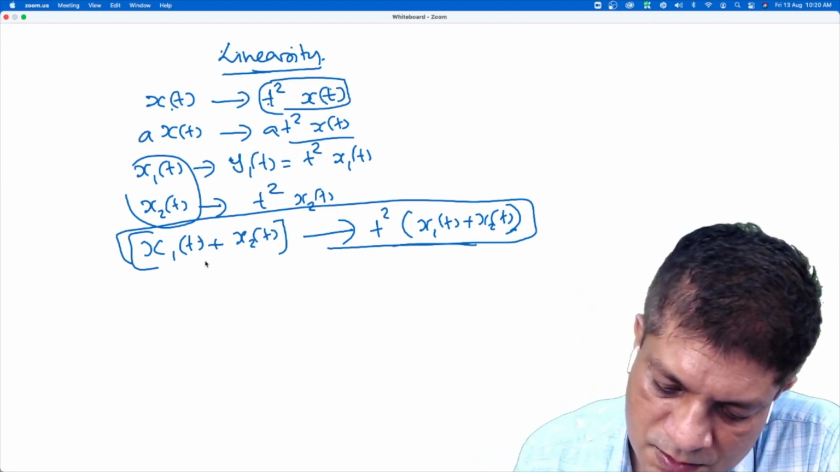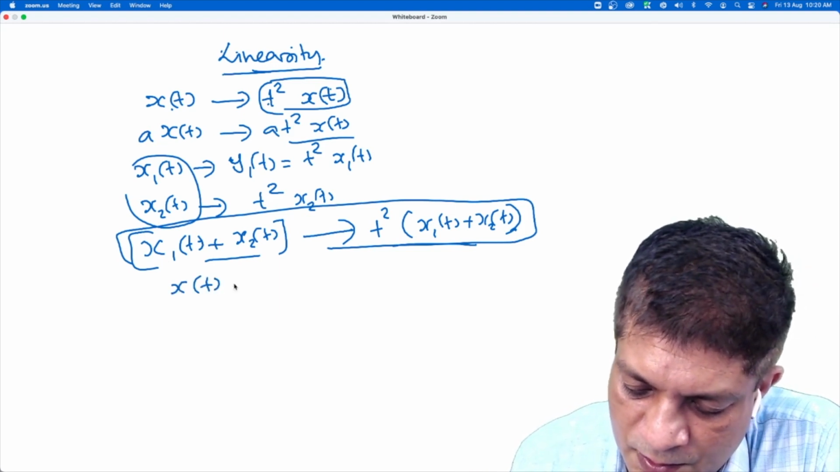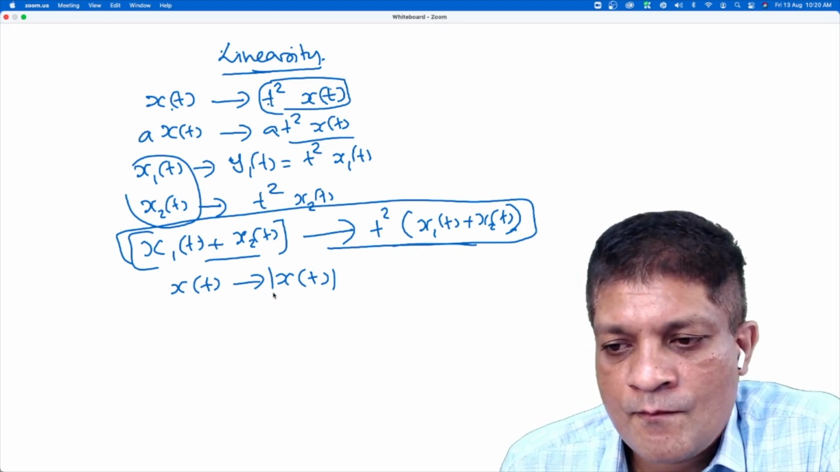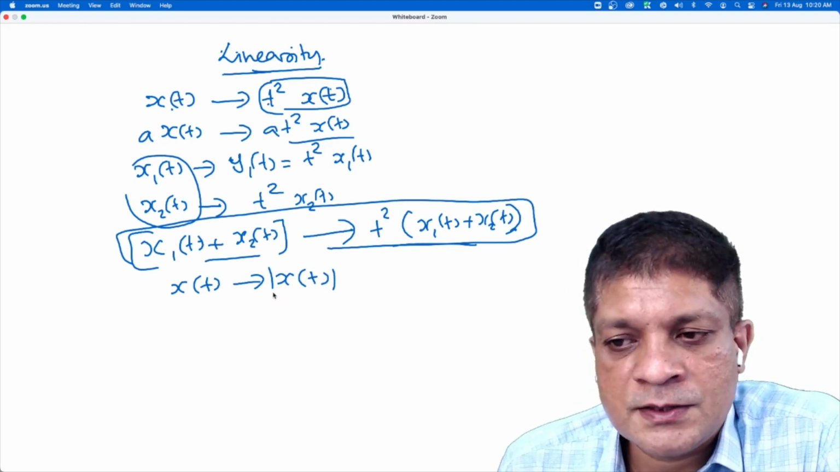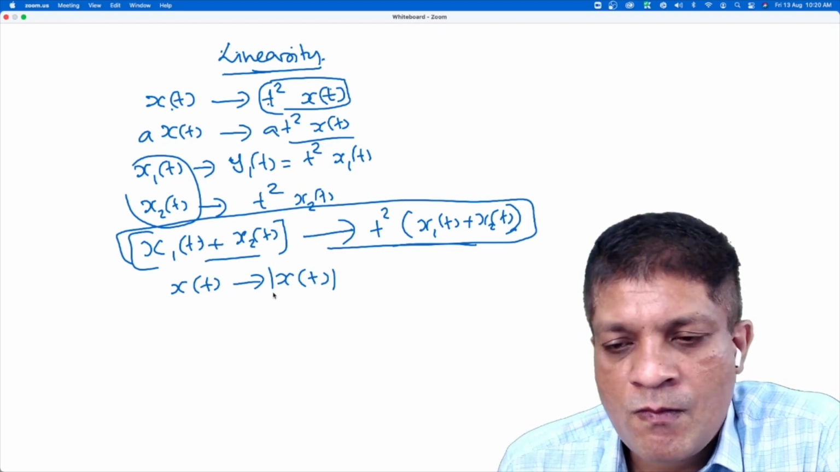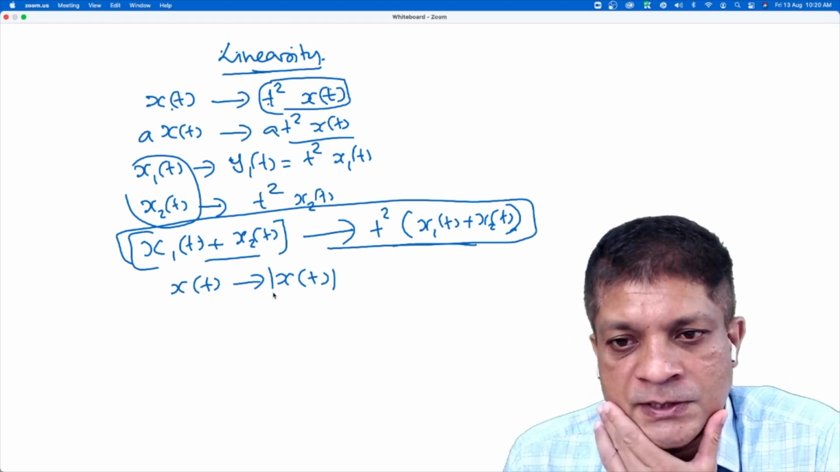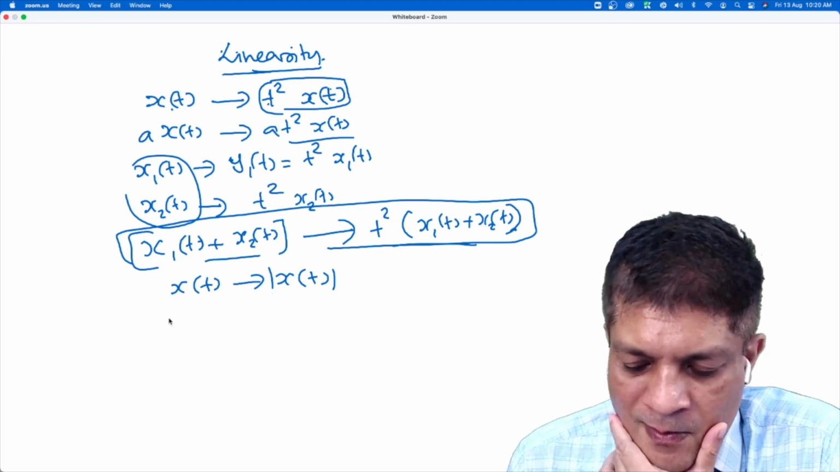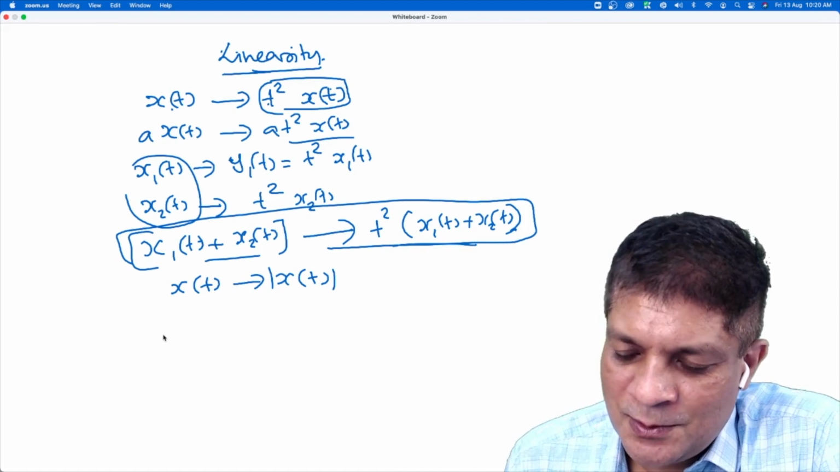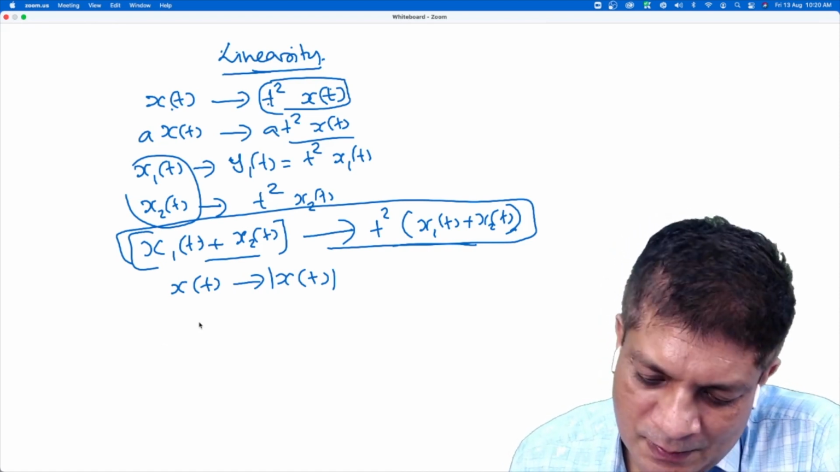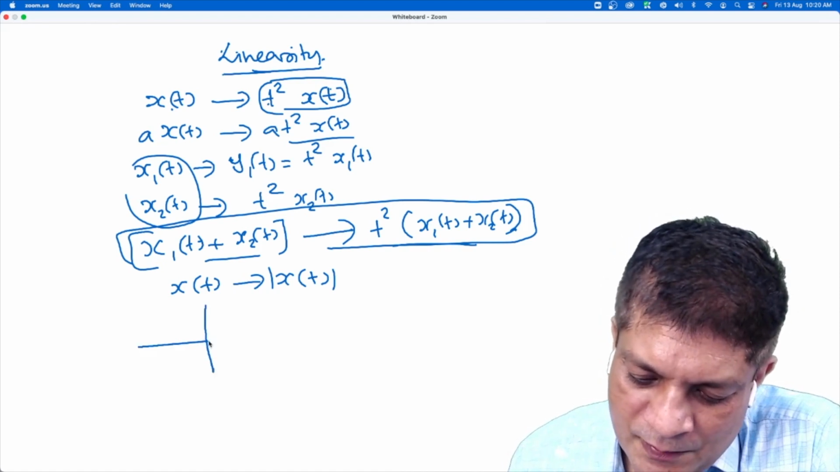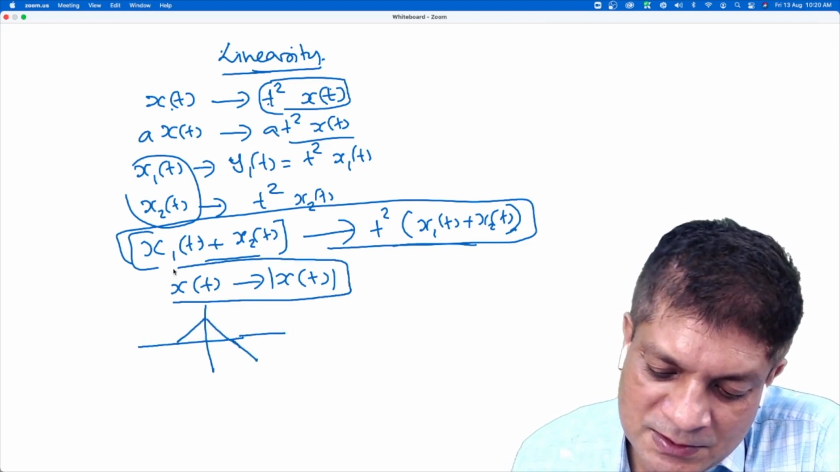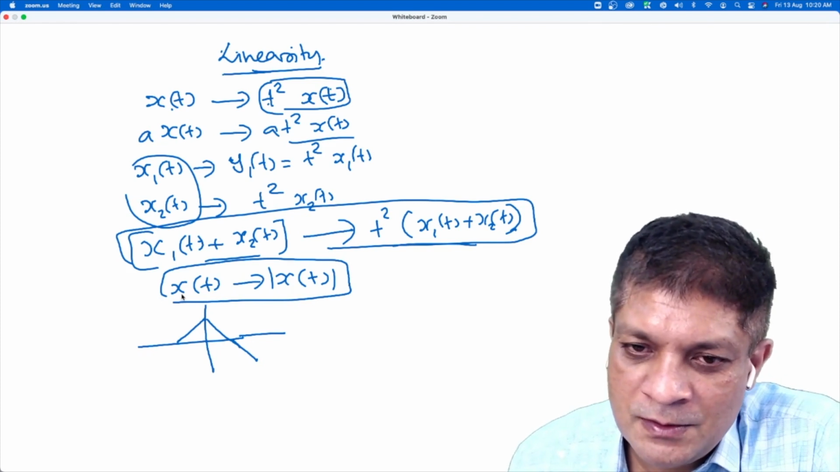Now let us consider this example, x(t) to the modulus of x(t). Is it a linear system? Is it homogeneous? How to prove that? Let me give you an example. By the way, what is this system doing? Is it a full wave rectifier?